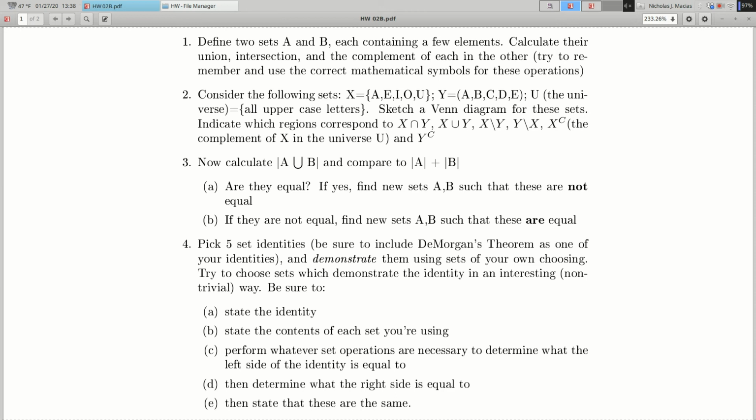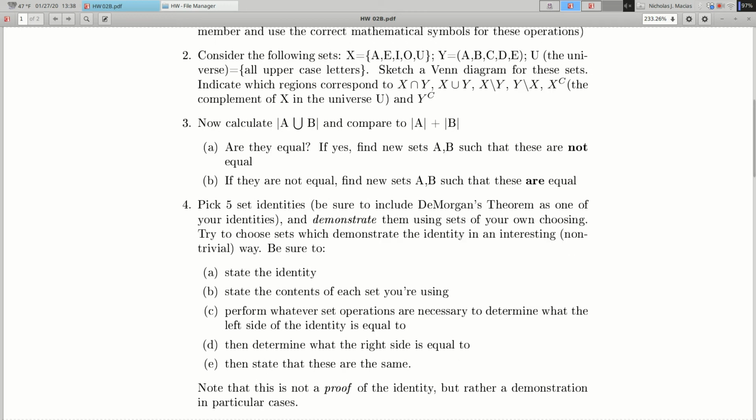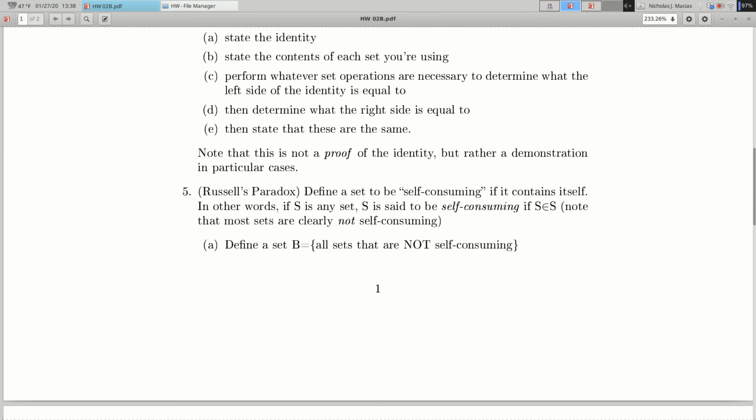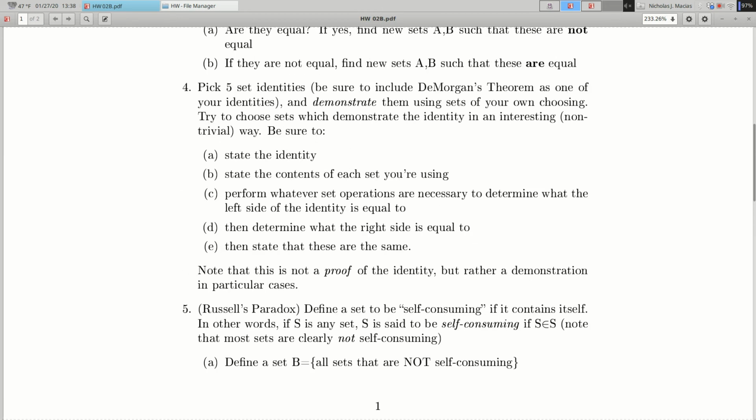And you can stay where you are if you want, but let me talk you through this because we have about 20 minutes left, and I want you to work on this. So, question 5 is something that we call Russell's paradox, and it deals with a funny definition, which is the definition of a set as self-consuming.